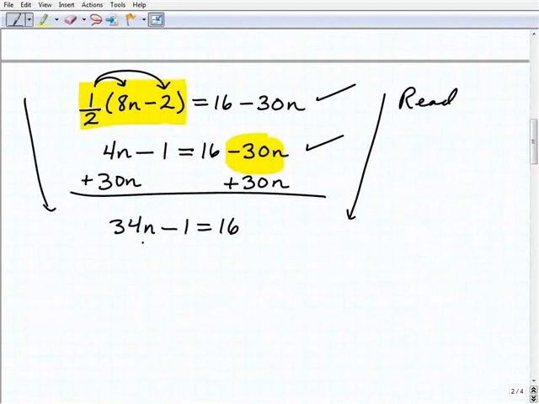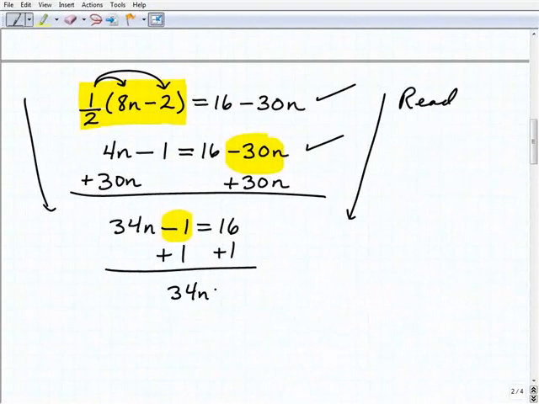All right, so now we got our variables all over to the left. Now we got to get all the numbers all over to the right. So I got to take care of this -1. So I got to add 1 to both sides of the equation. And I get 34n equals 17.